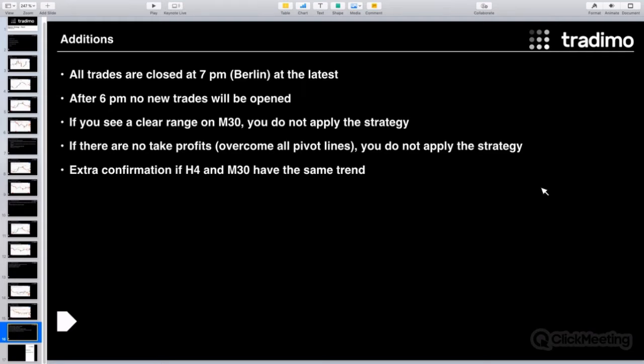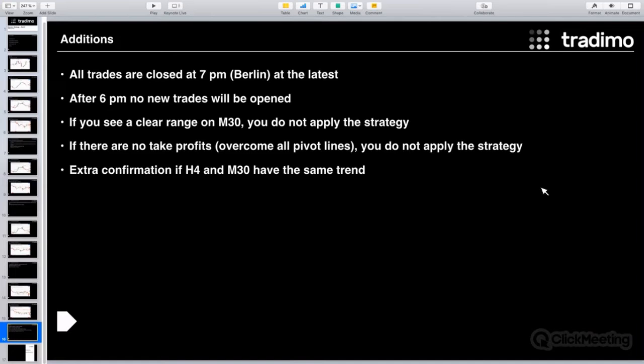Then another very good recommendation is if you see a clear range in the M30 chart, then you do not apply the strategy, because this strategy is a trend following strategy. And if you have a range, then of course you don't have a trend. But a strategy needs a trend to have successful trades. Do you know what a range is? If not, just let me know, then I can show you what a range is.